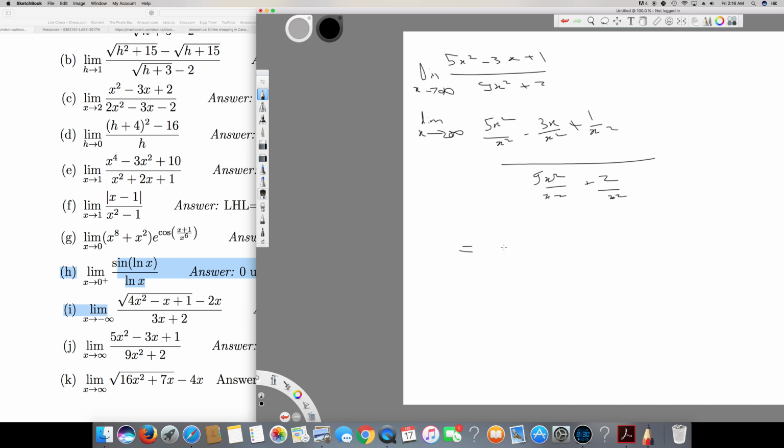So in this case let's do one more step. Limit x approaches infinity. So 5x square over x square is going to be 5 minus 3 over x plus 1 over x square, over 9x square over x square is going to be 9 plus 2 over x square. Now I'm going to plug in the value infinity. 5 minus 3 over infinity is 0, plus 1 over infinity is 0, so it's just 5 over 9 plus 2 over infinity is going to be 0, so it's just 9. So it's going to be 5 over 9.